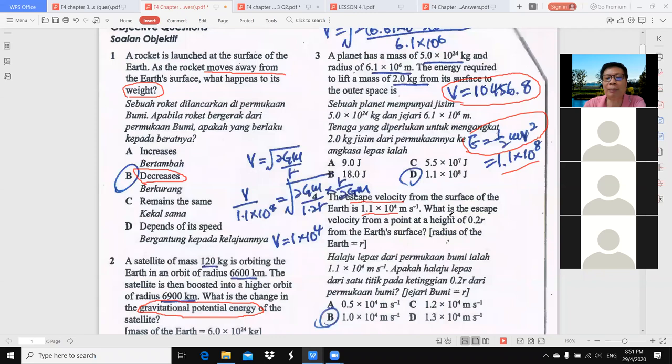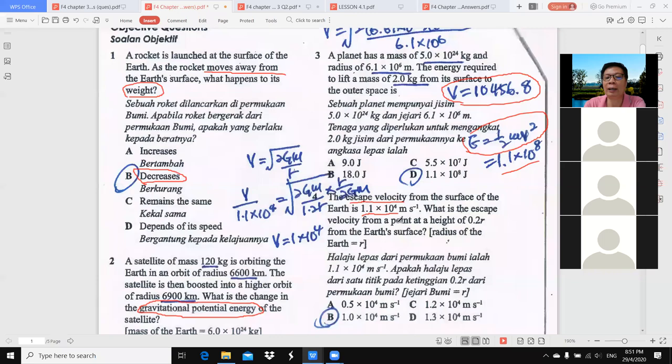So now, what is the escape velocity from a point at a height of 0.2 r from the Earth's surface? Okay, so slightly higher now. This value is the escape velocity exactly on the surface of the Earth, right? Now they ask you to calculate another escape velocity, at a height of 0.2 r from the Earth's surface.